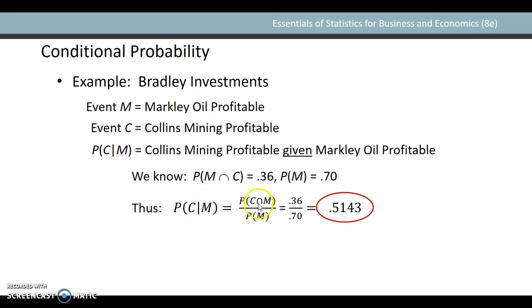Insert a union, an intersection. You get confused. Insert starts with I, so does intersection. The probability of C intersect M goes on the top. The probability of the last letter, M, given Markley, that goes on the bottom. That's just a simple trick to try and remember the formula. You see this? We get rid of the line, put an intersect there. Insert an intersect. That is in the numerator. The denominator is simply the probability of the last letter, Markley being profitable.